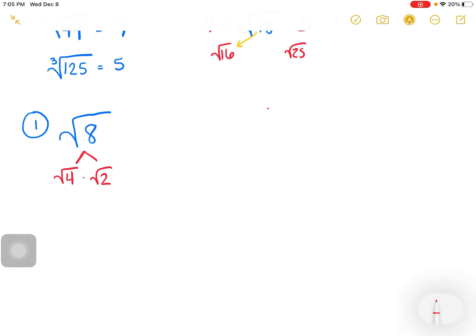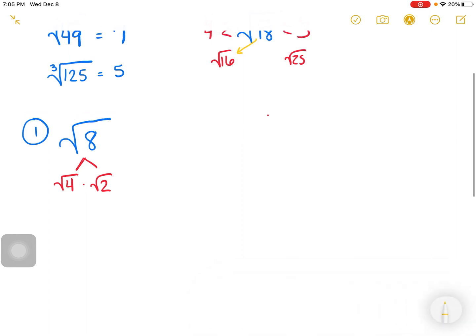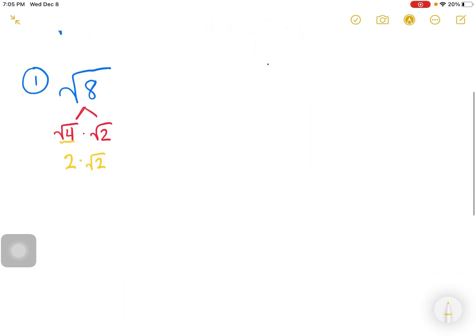But now I can solve the square root of 4, which is just 2, because 2 times 2 is 4. I still have this times the square root of 2. I can't really do anything with that. It's not a perfect square, so I'm just going to leave it like that. And as you write your final answer, you know how we say 2 times x is the same thing as just 2x?